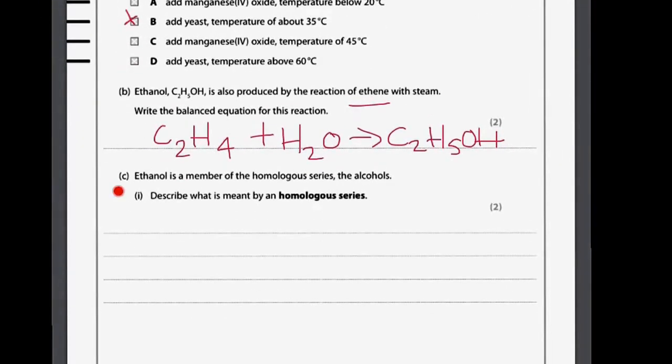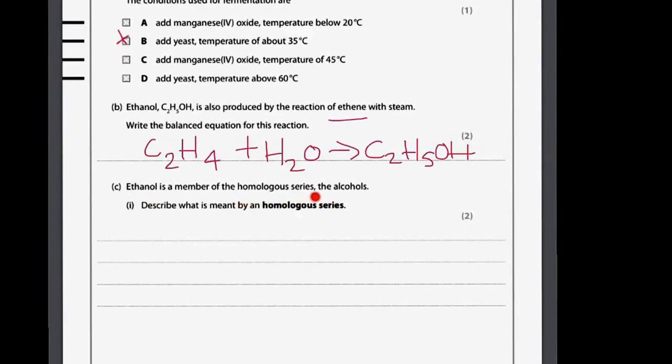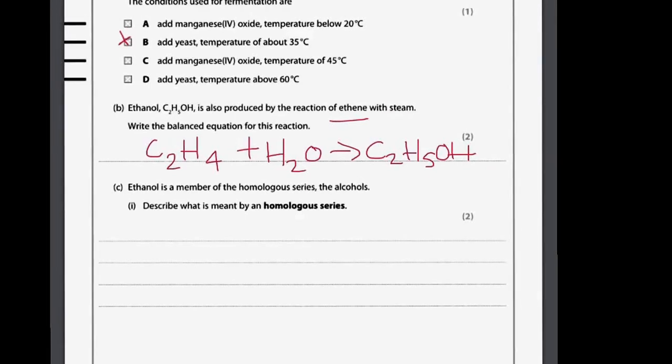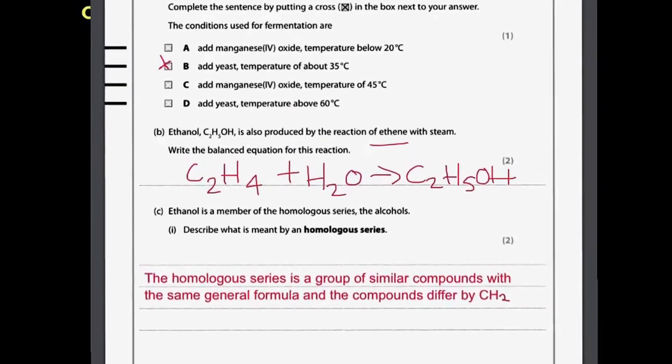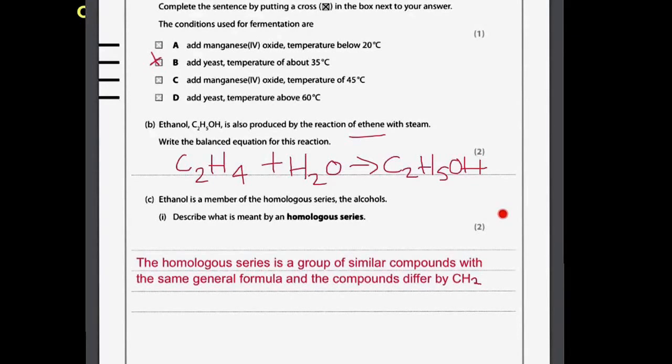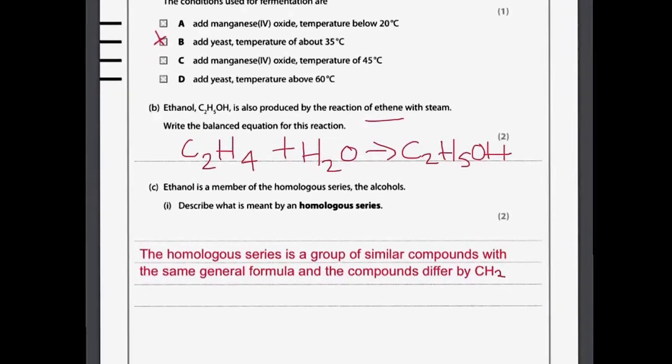So the next part of the question is ethanol is a member of the homologous series of the alcohols, and it says describe what it means. So first of all, we know it has the same general formula, the same functional group, and they have gradual variations in physical properties and the same chemical reactions. I said 4 different things, but you only need to get 2 marks. So for a phrase, you would just say the homologous series is a group of similar compounds with the same general formula that differ by CH2. And you'd get all the marks.